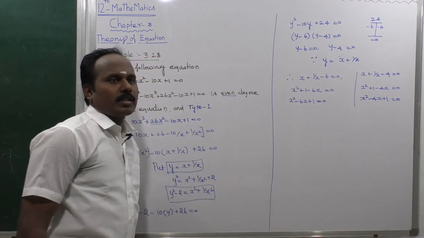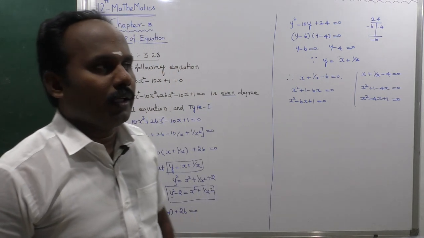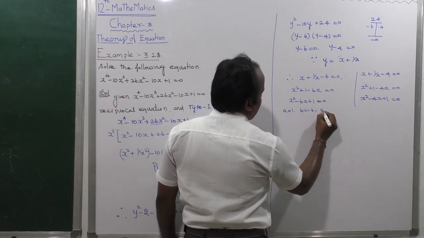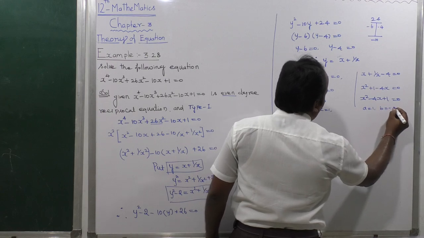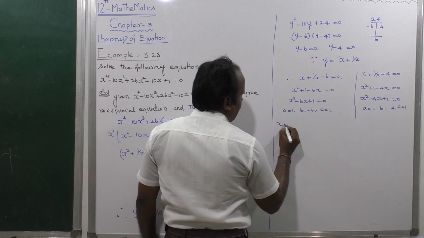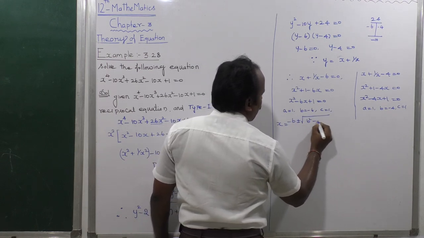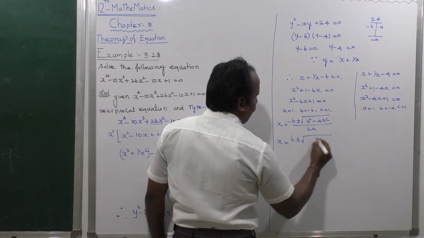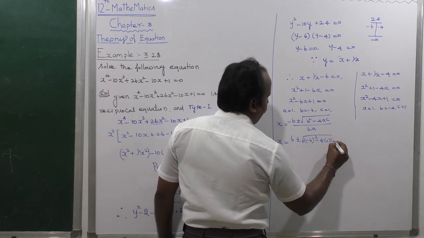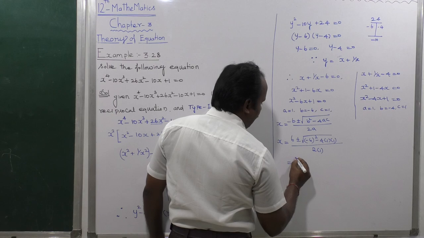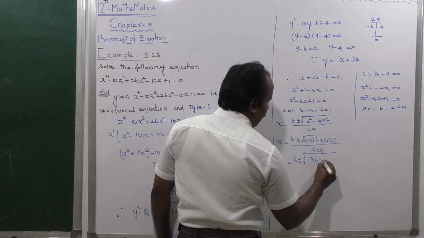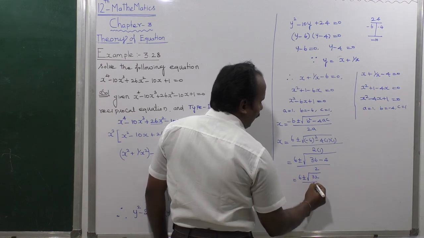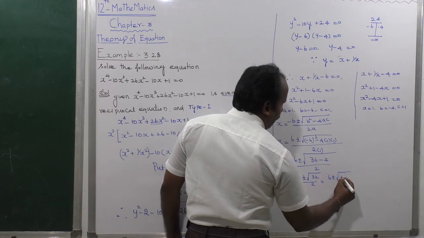Both are quadratic equations, so use the formula x = (−b ± √(b² − 4ac)) / 2a. For the first equation, a = 1, b = −6, c = 1. For the second, a = 1, b = −4, c = 1. First equation: x = (6 ± √((−6)² − 4·1·1)) / (2·1) = (6 ± √(36 − 4)) / 2 = (6 ± √32) / 2.